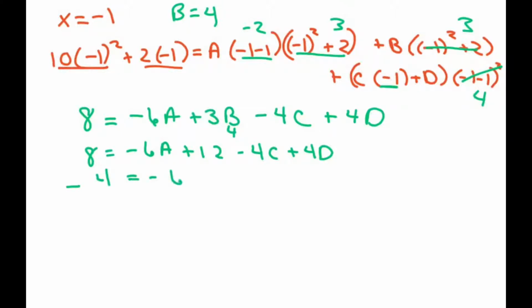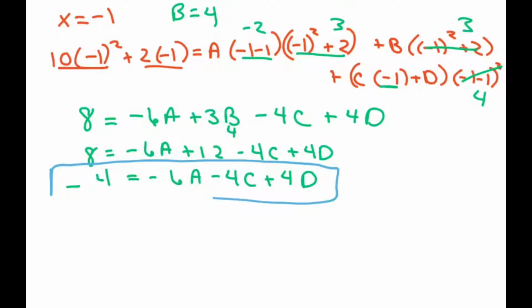Equals negative 6a minus 4c plus 4d. All right, so that's that one. Now one more time, because we have 4 variables, we have to solve for a, b, c, and d.